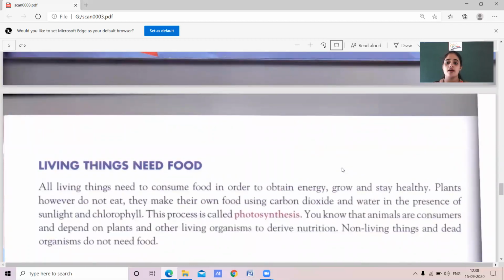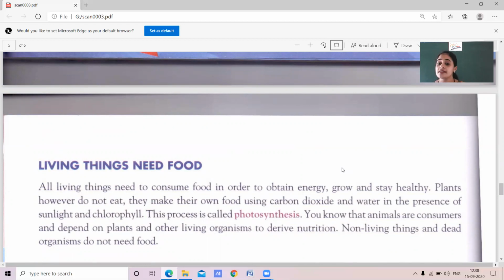Living things need food. Food is an essential, basic thing which is required by all living organisms. Living things need to consume food.